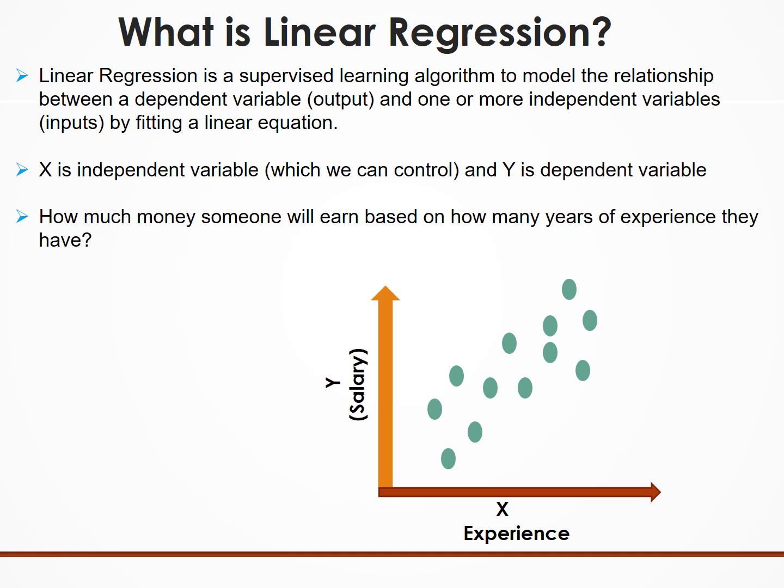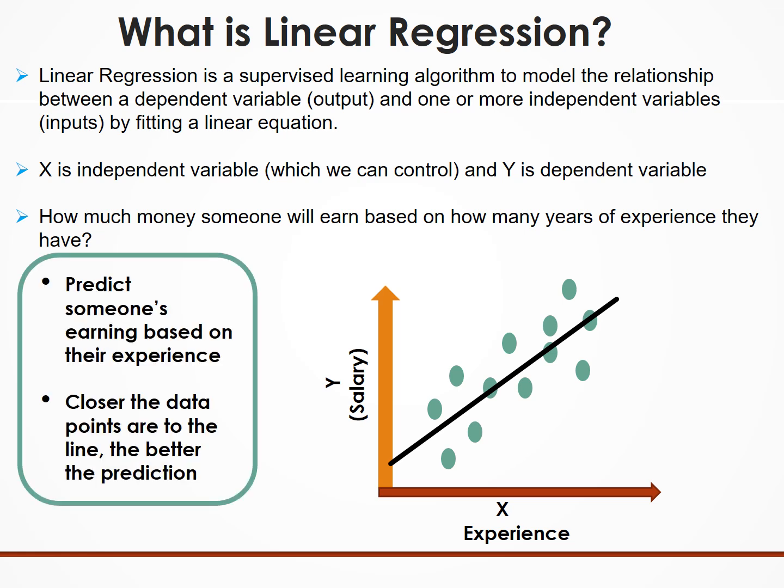Let's look at all the data points and try to draw a straight line that fits through them. This line represents the relationship between experience and earnings. The closer the data points are to the line, the better the prediction. And if the line is good, it can help you predict someone's earning even if you have never seen their data before, just by looking at their experience.